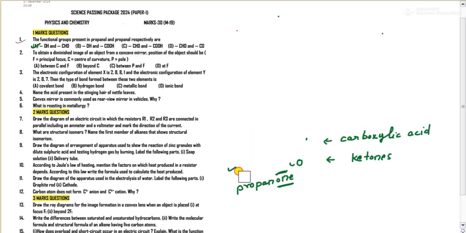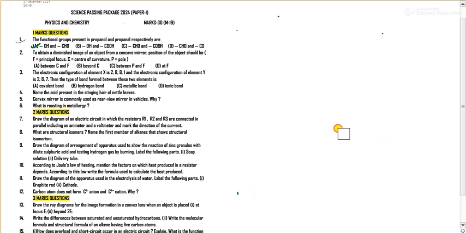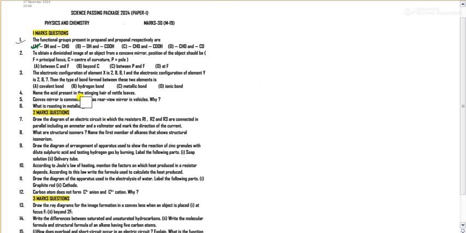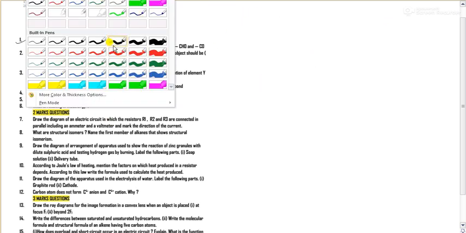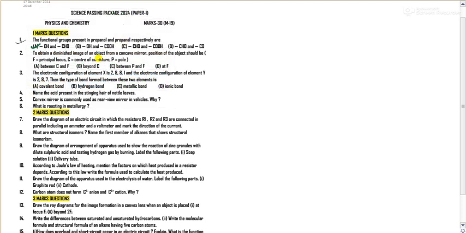Okay, so the second question is from the physics chapter Light. You can keep your book ready. I'll be mentioning the page number. See, the question is: to obtain a diminished image of an object from a concave mirror, the position of the object should be, okay, F is focus, C is center of curvature, P is pole. What should be the position of the object: between C and F, beyond C, between P and F, or at F?